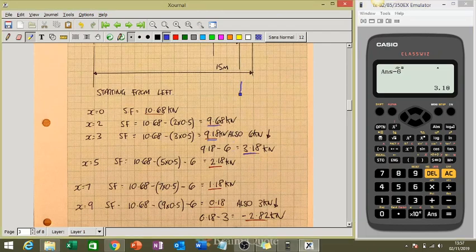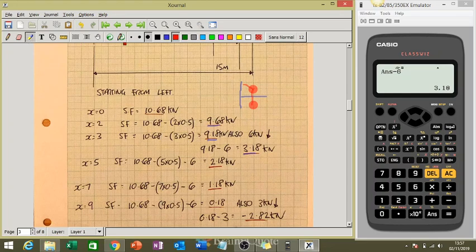So on my graph, I'm going to have this. With the UDL, we have a sloping line coming down, and then the point load kicks in straight down. That's why we've got 2 points. We've got that point, and that point. 2 points.